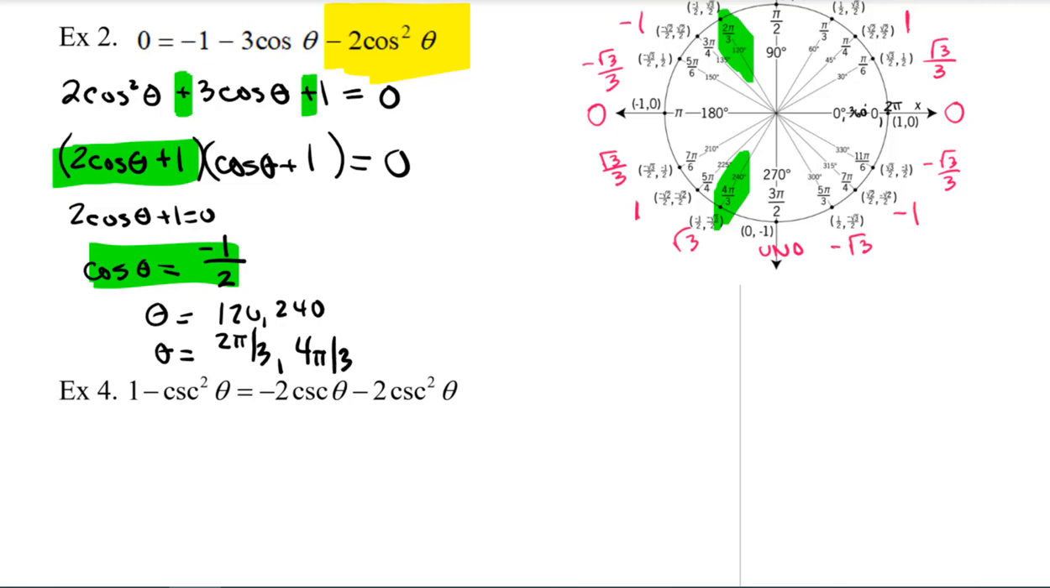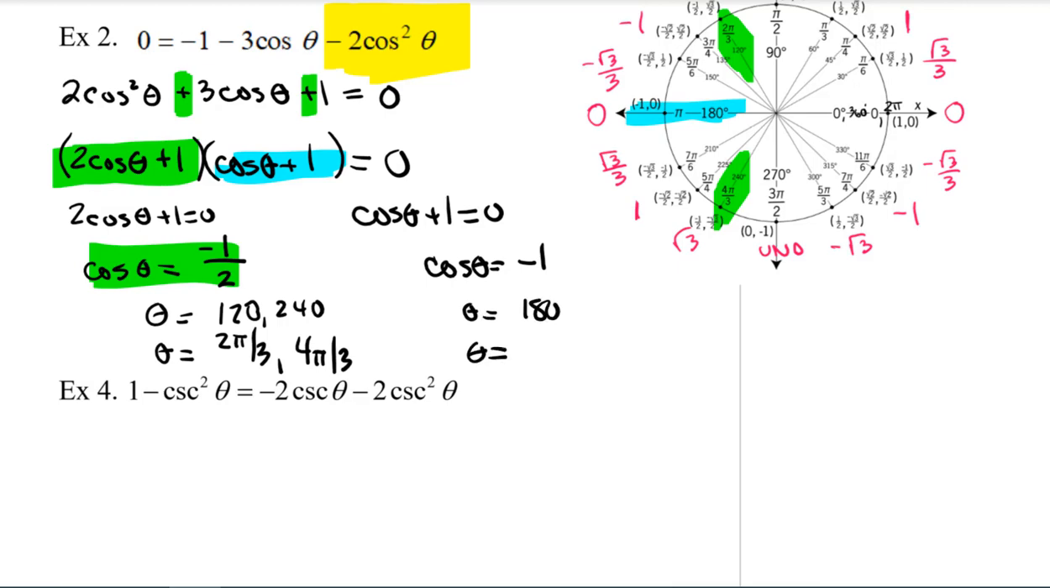So those are both my answers in degrees and radians for the very first factor of 2 cos theta plus 1. Now for my other factor, I've got cosine theta plus 1. So cosine theta plus 1 equals 0. Then you'll get cosine of theta equals negative 1. Cosine, again, that's my x-coordinate. There's only one spot where cosine is negative 1, and that's here on our x-axis at pi and 180 degrees. So theta would be equal to 180 degrees, and theta would be equal to pi. And that's it. That's all you've got to do.